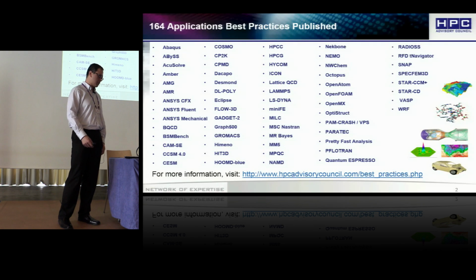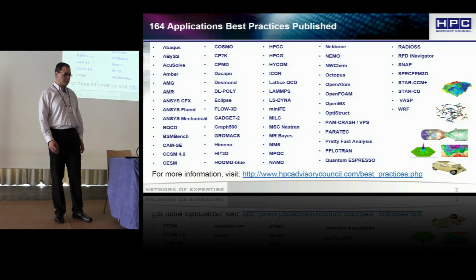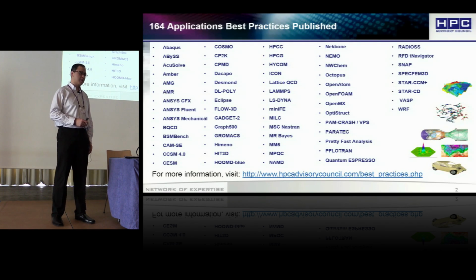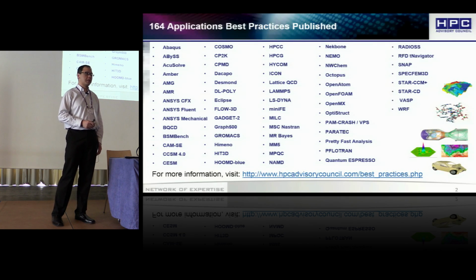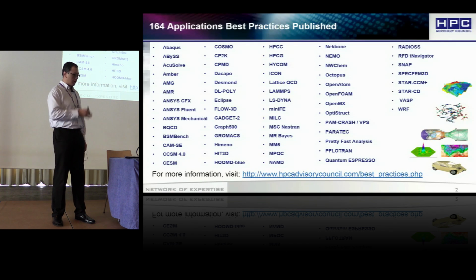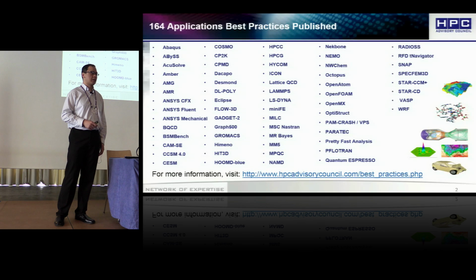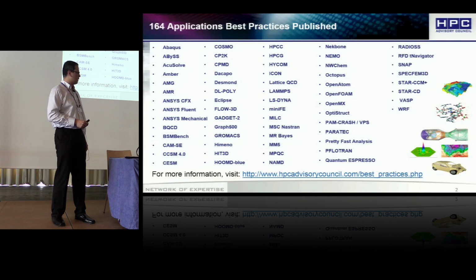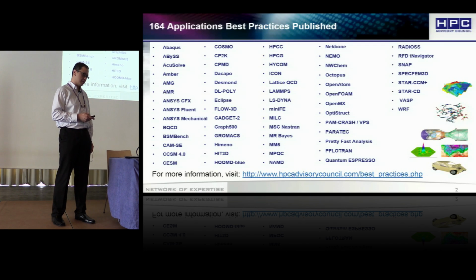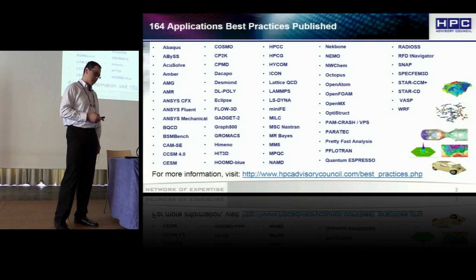I'm going to introduce some of the application studies that we have worked on in the past. There are approximately 160 applications that we have worked on in the past years. A lot of the findings and results are now hosted on the HPC Advisory Council website. The URL for those findings can be found there. I encourage you to take a look if you want to find some of these studies for some of these HPC user applications.